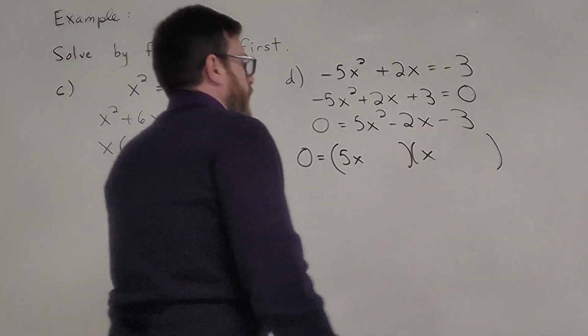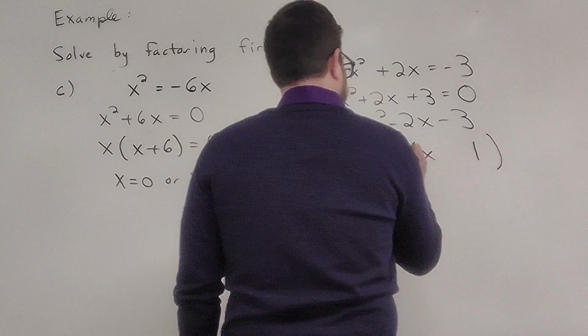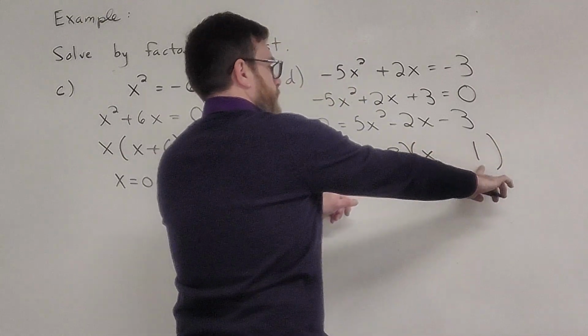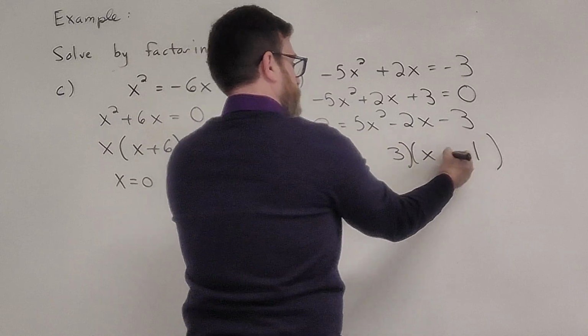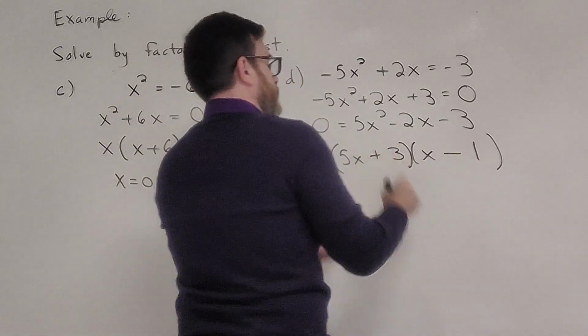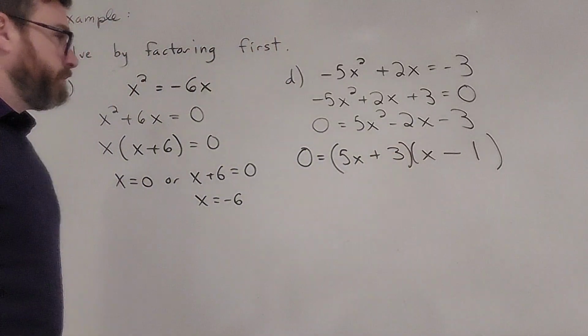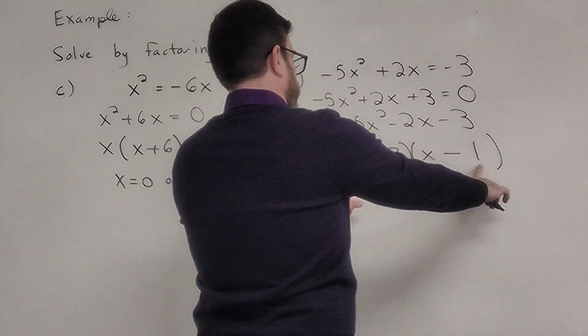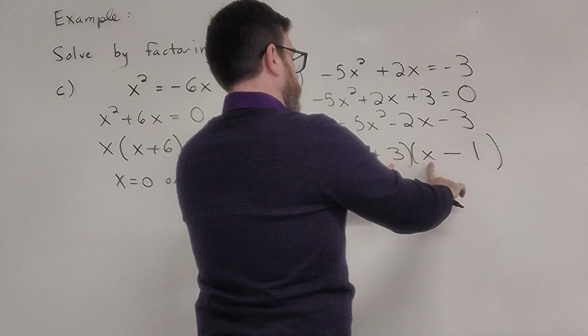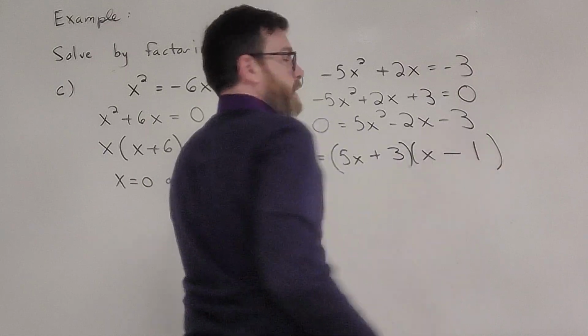So probably a 1 here and a 3 here, because this will become 5 and this will become 3. Now I need it to be a negative 2, so this needs to be a negative 5 and this needs to be a positive 3. So let's make sure: 5x squared, negative 5x plus 3x is negative 2x, and this multiplies to negative 3. We're good.